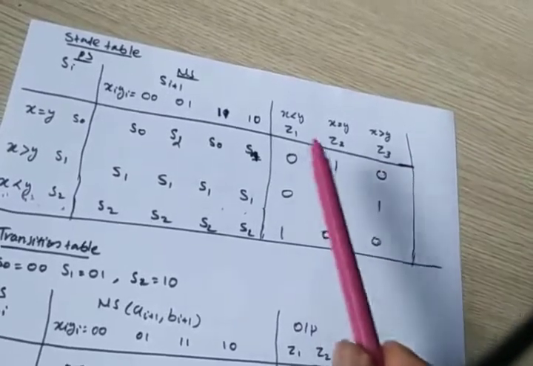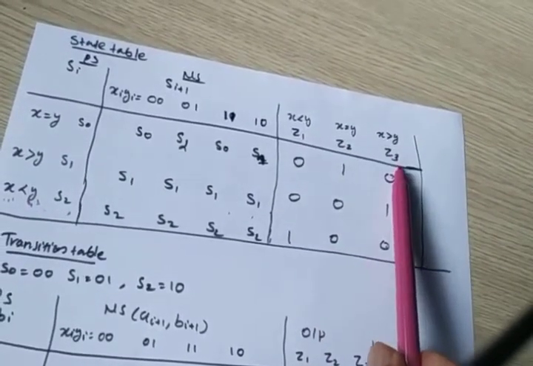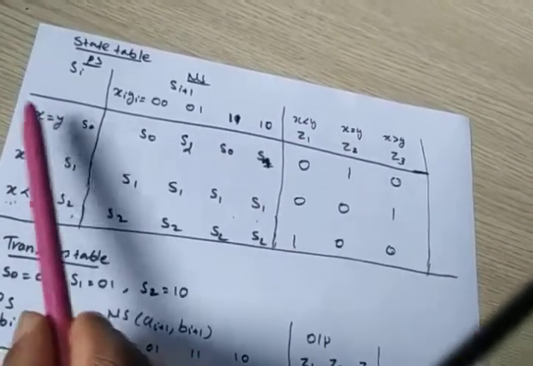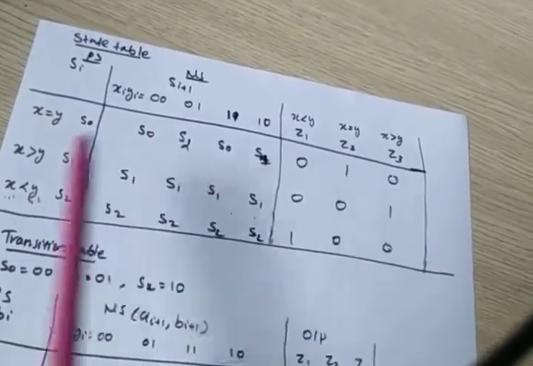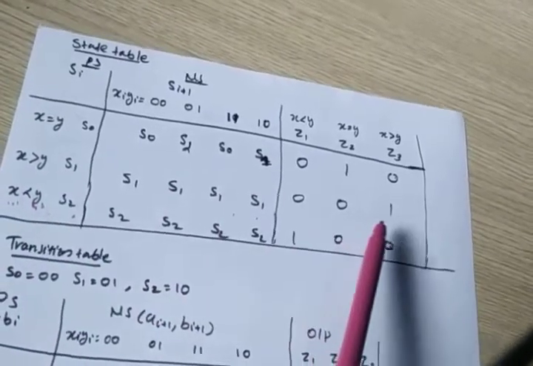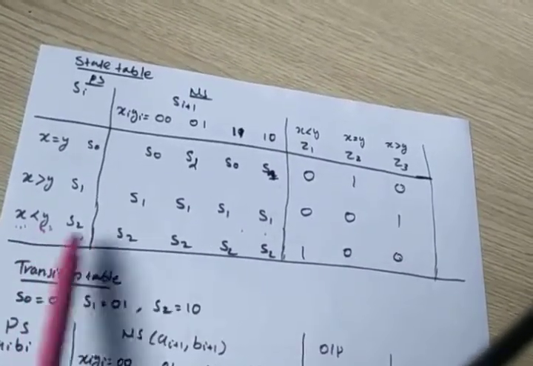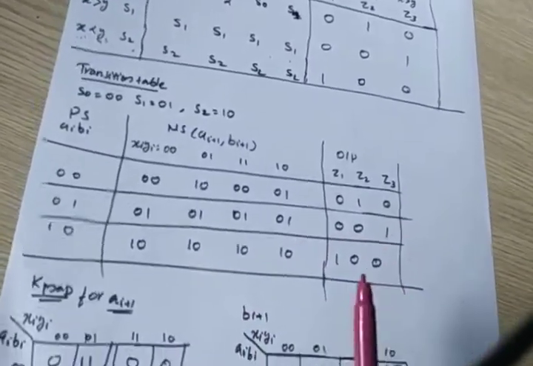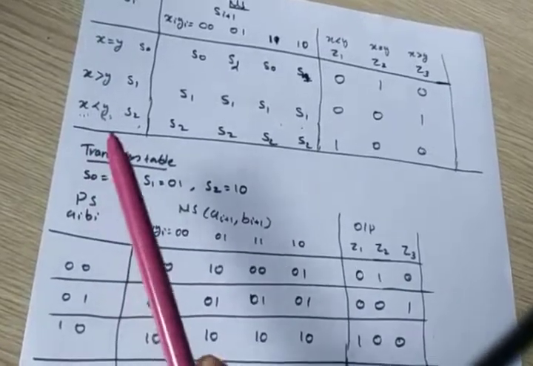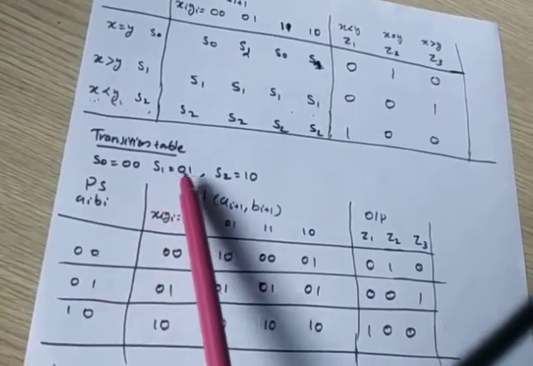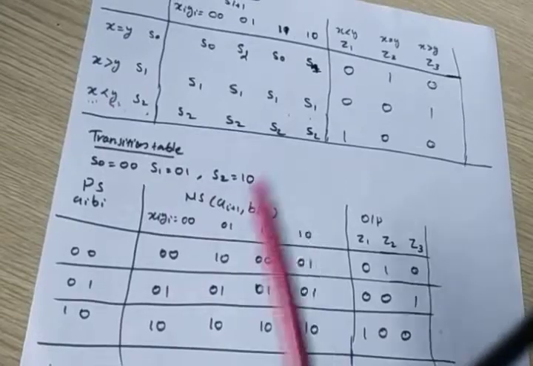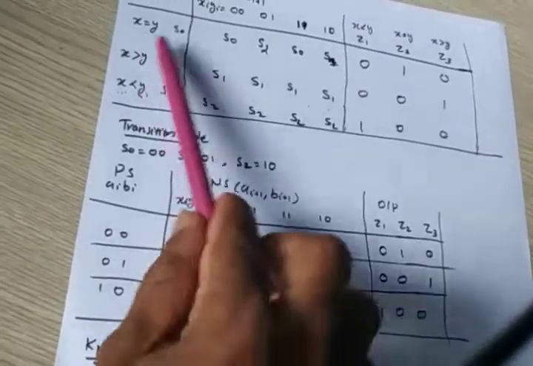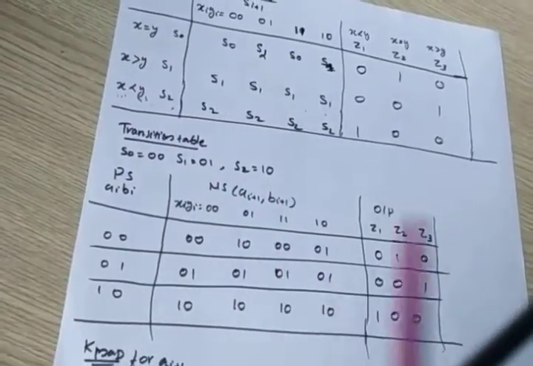Now what about Z1, Z2, Z3? Is x equal to y means Z2. So here x equal to y, Z2 is 1. X greater than y means Z3 is 1. X less than y means Z1 is 1. Now the transition table. In the transition table put S0 as 0 0, S1 as 0 1, and S2 as 1 0. So write like this: 0 0, 0 1, 1 0. Instead of this S value you put these values here.